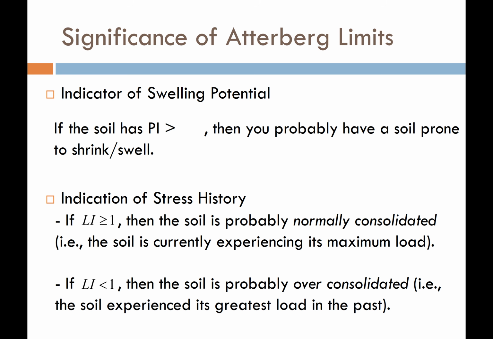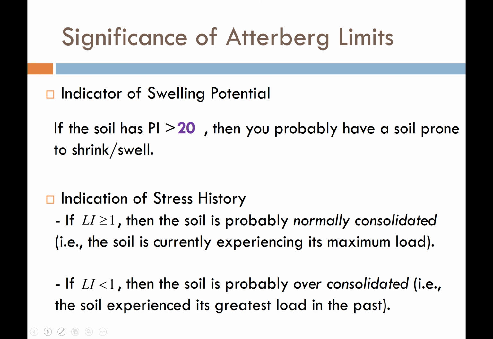Atterberg limits can be a good indicator of whether or not my soil is going to have a problem with swelling or shrinking. So swelling occurs when I add water to clay, and shrinking occurs when I take water away. If the soil has a plasticity index that is greater than 20, then we're probably going to have a soil that is prone to shrink swell. If the PI is less than 20, I still could have a shrink swell problem, but it's more likely if the PI is greater than 20.